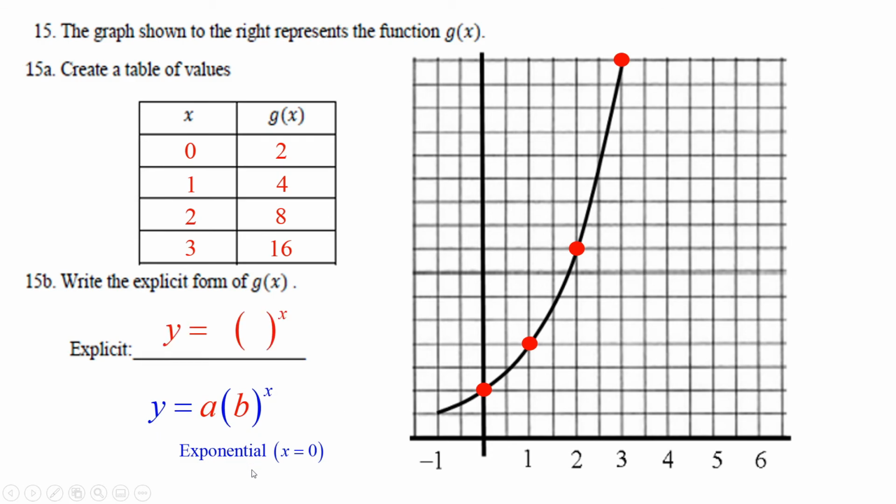So we're going to go y equals, and a is my first output, that's a 2, and then b is, what am I multiplying by every time? What's my pattern of change? Well, we have a common ratio there, and we're multiplying by what number? 2. So that's the base of my exponential. Beautiful.